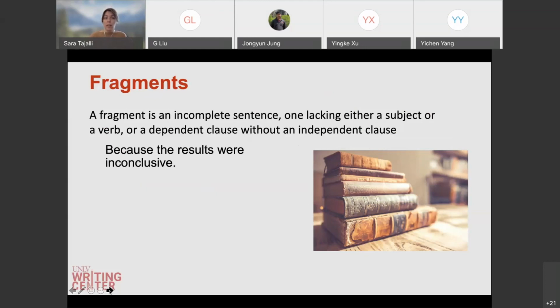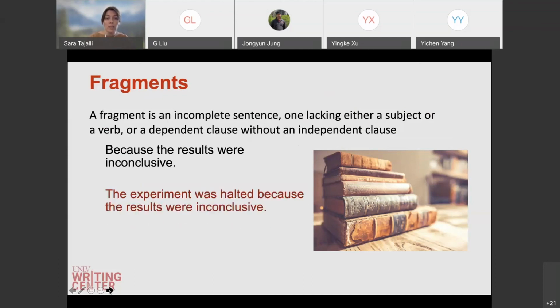And sometimes when we're looking at a whole paragraph of text and we're reading through, we don't see these as often because we see these fragments within the context of the entire paragraph. So sometimes they're a little bit harder to identify. So you want to make sure that these fragments are connected to an independent clause to make it a complete thought. The experiment was halted because the results were inconclusive. So there we have a complete thought. There's a subject, there's a verb, and we have the results.